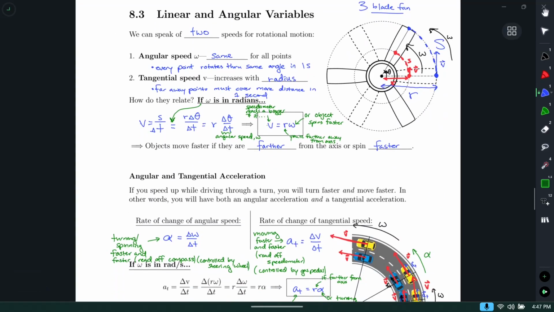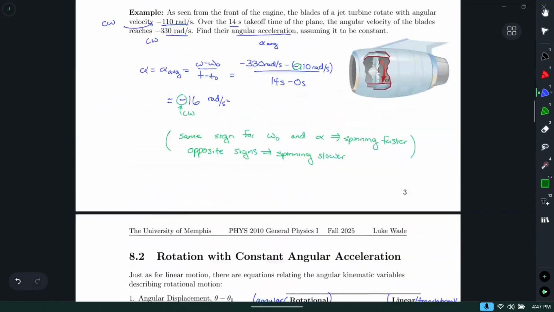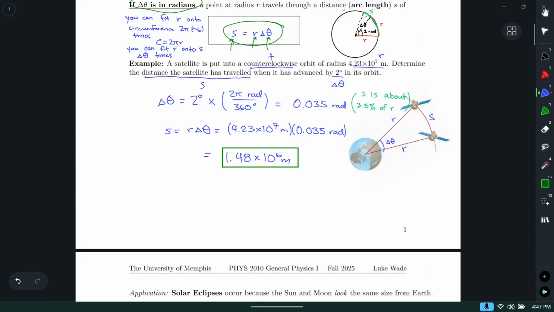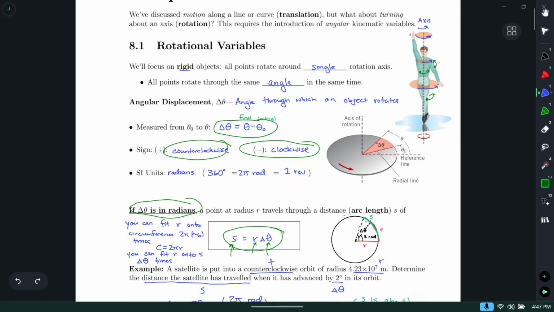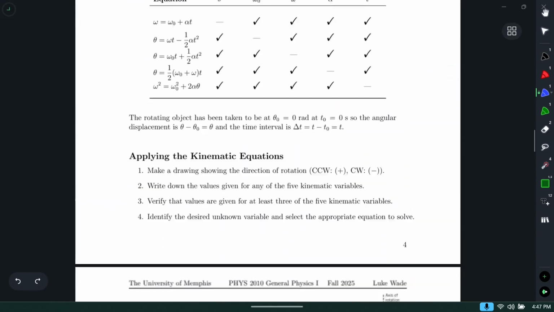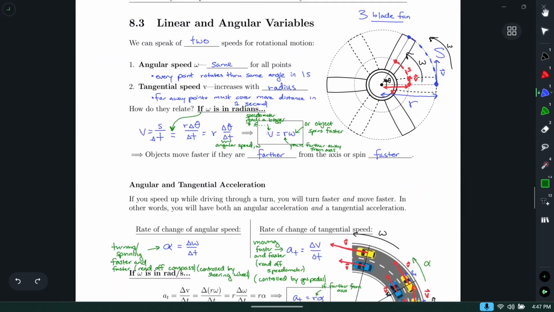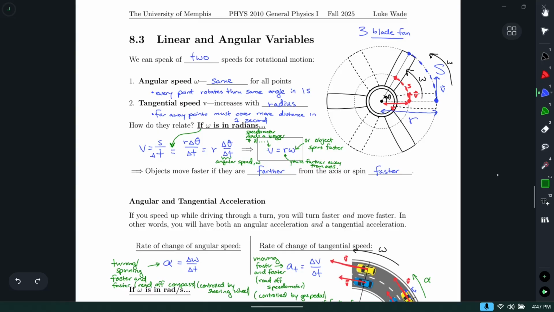And then this last little bit of the chapter is that thing we started talking about at the beginning: how you can link angular variables and regular old linear variables. You can do that for everything, not just the distance something travels, but also how fast it is going. You could talk in terms of how fast it is rotating. That's omega, angular velocity. But maybe you actually want to know, well, how fast is it moving? How many meters per second is it covering?